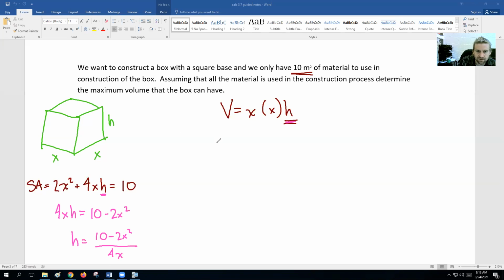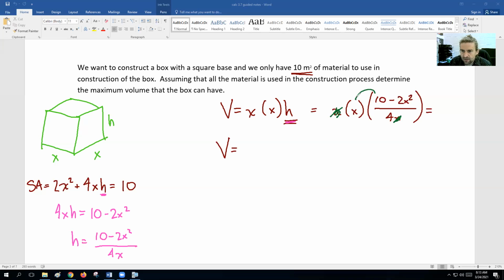Let's see what happens here with the volume formula. So the volume formula is x times x times (10 minus 2x squared) over 4x. And we can probably simplify that a little bit. If we multiply this x times the 4 over x, that kind of cancels out, right? So the only thing we need to do is distribute that.